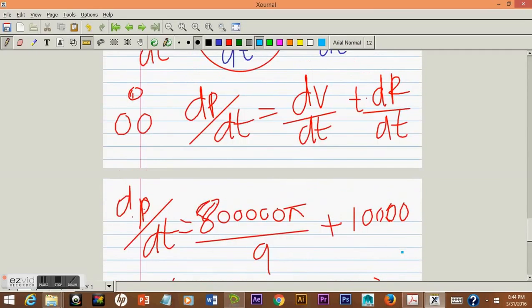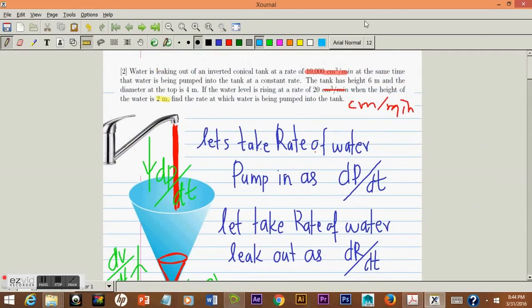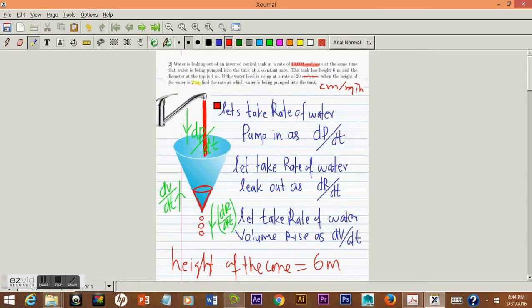So let's take a review from the beginning of how we got the answer. Read from the question. Water is leaked out from an inverted conical tank at the rate of 10 centimeter cube. At the same time, water is being pumped in at a constant rate. The height is 6 meters and the radius is 2 meters because the diameter is 4 meters. And there's a mistake here, it's centimeter per minute. We have to change it.